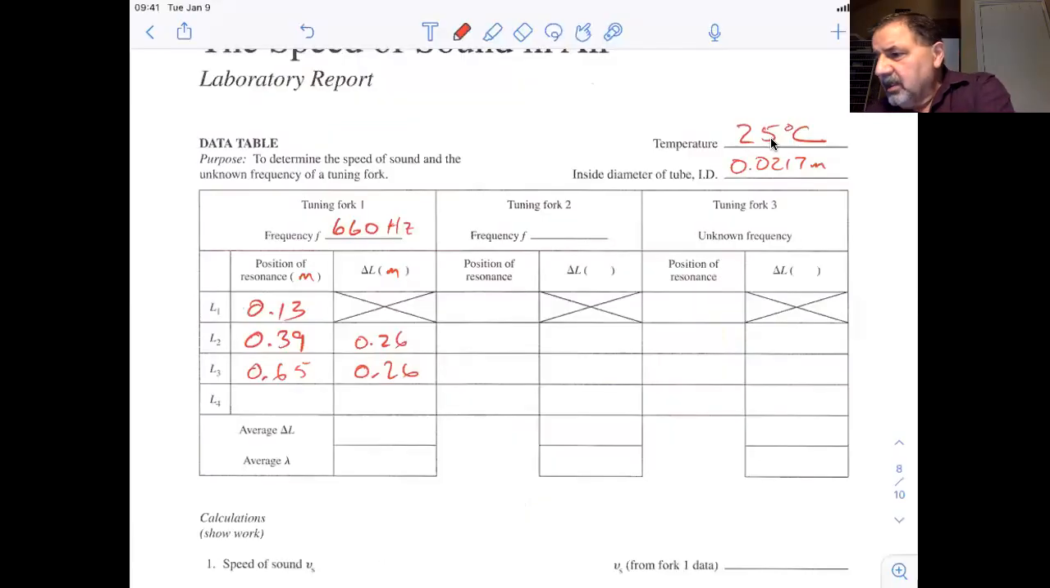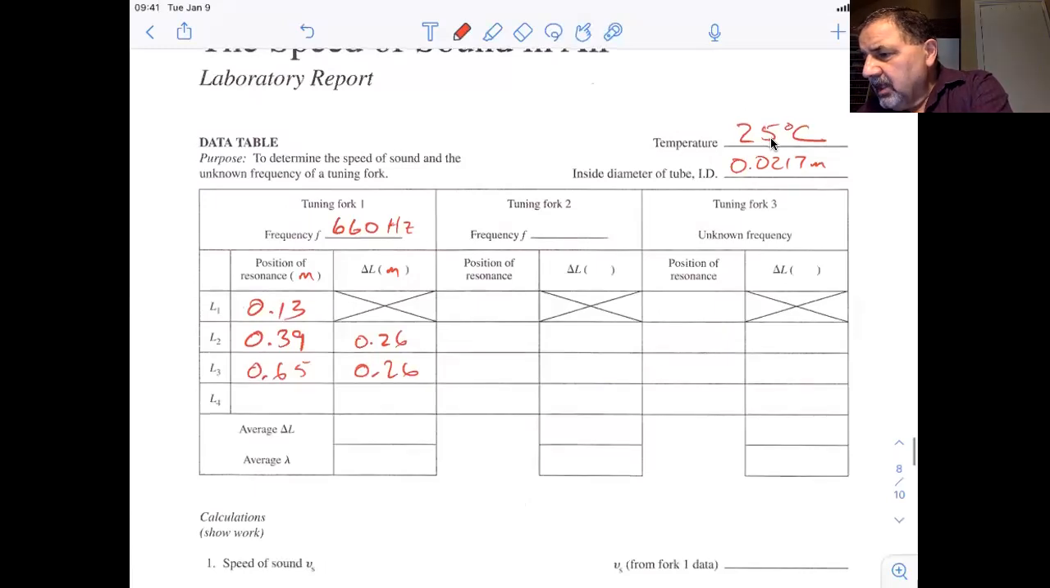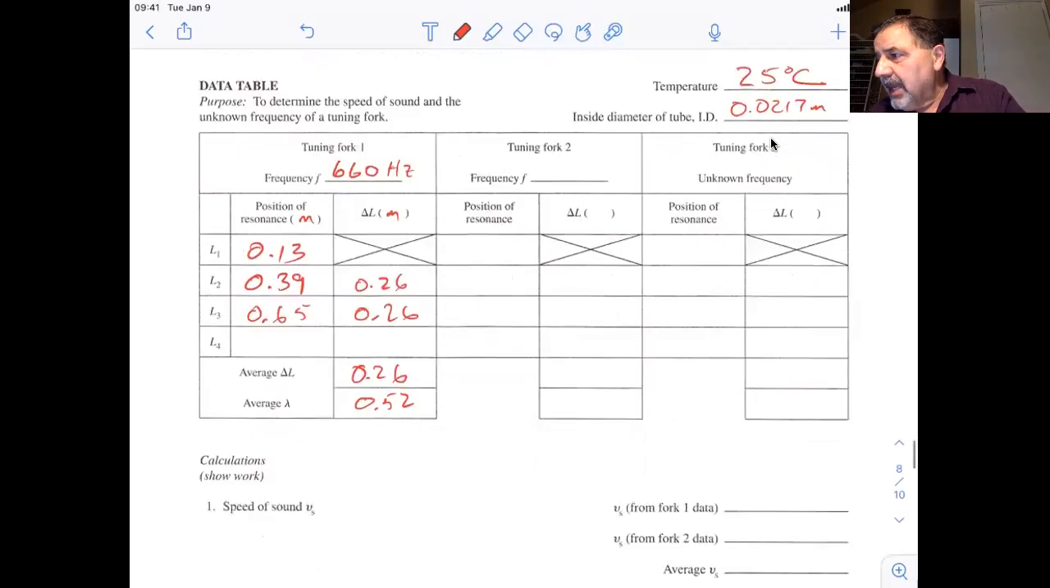So the average is 0.26. And so that's half lambda. So if you double that, you're going to get the average lambda, the average wavelength. So that's 0.52. 0.52 is the wavelength of the wave that we're looking at.